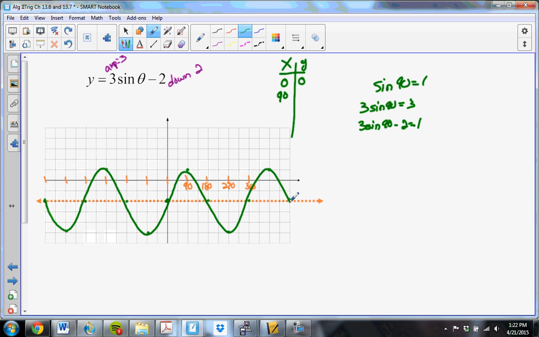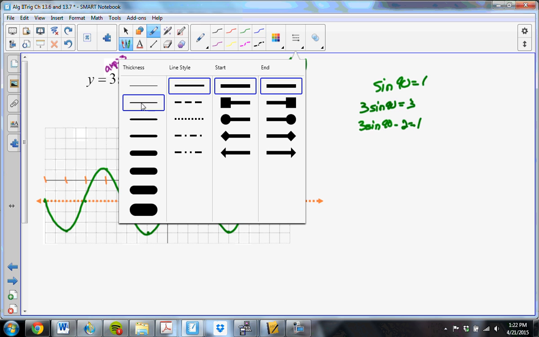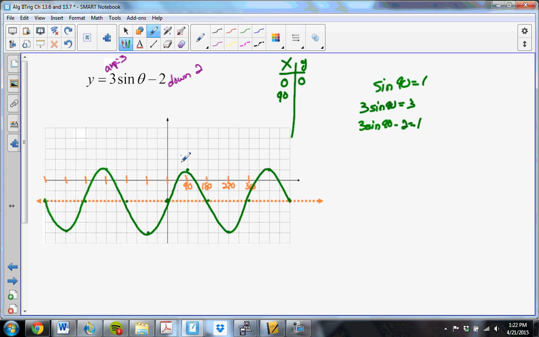It looks like that. And if I want to do this in radians instead of degrees, I could just take all these degree measures and convert them into radians. There's pi over 2, and there's pi, and there's 3 pi over 2, and there's 2 pi, and it would go like so.